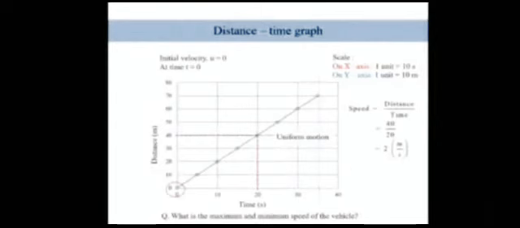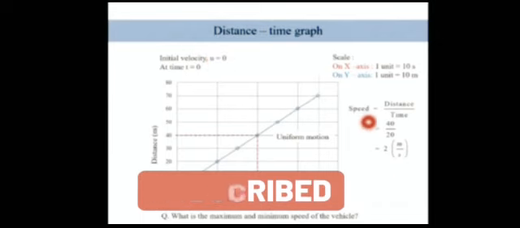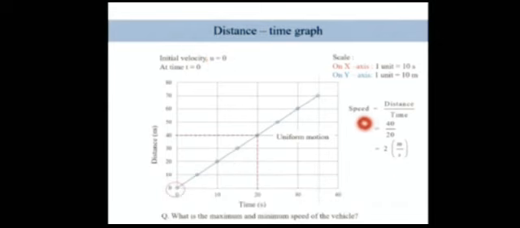So point number 3, the initial velocity is 0 because the vehicle is at rest. And point number 4, how to find the speed from the distance-time graph.